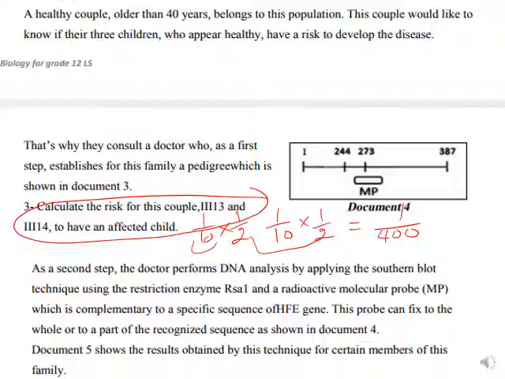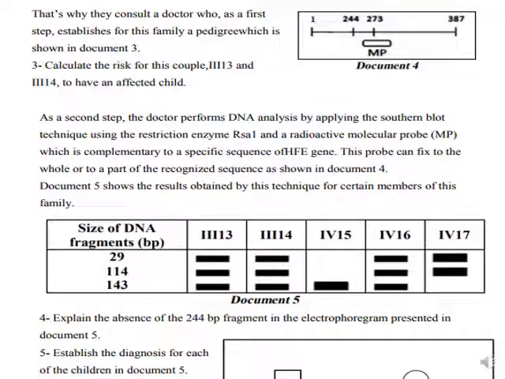And as a second step, the doctor performs DNA analysis by applying the Southern blot technique using the restriction enzyme RSA1 and the radioactive probe MP, molecular probe MP, which is complementary to a specific sequence of the HFE gene. This is the MP complementary to a sequence at position 273. This probe can fix to the whole or to a part of the recognized sequence as shown in document 4. Also, document 5 shows the results obtained by this technique for members of this family.